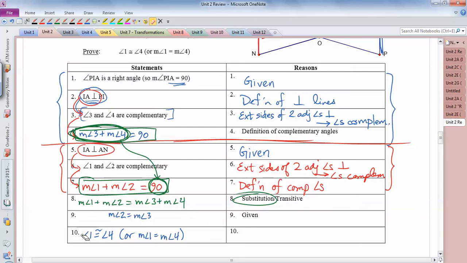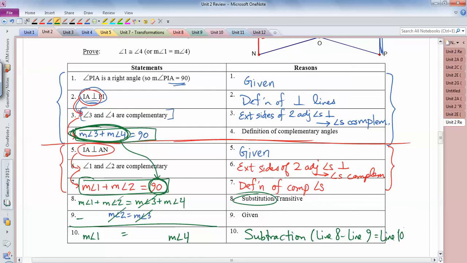So at this point, I'm going to erase this line and just rewrite the M version. If I subtract straight down, the 2's will cancel, the 3's will cancel, and I'm left with m angle 1 equals the measurement of angle 4. And that's because I subtracted. I did line 8 minus line 9, gave me line 10. Okay, hope that helps a little.